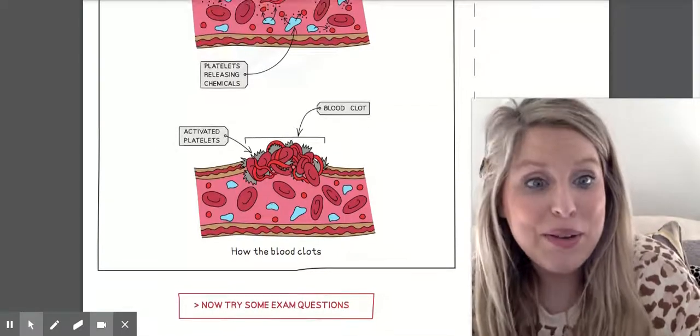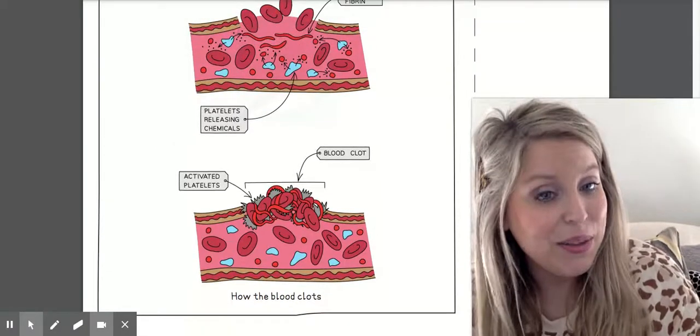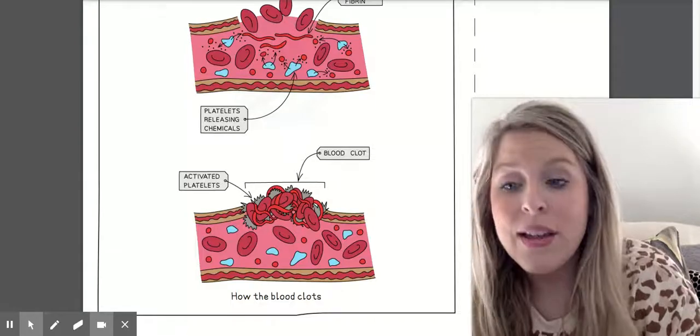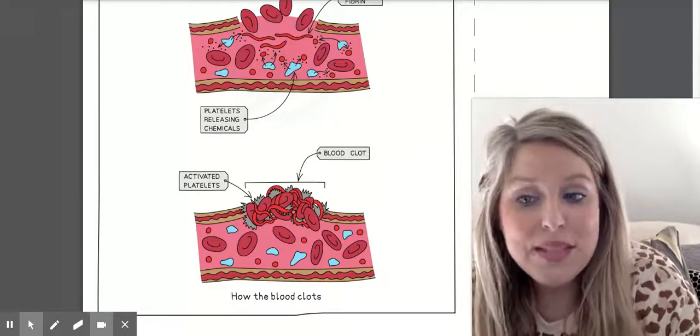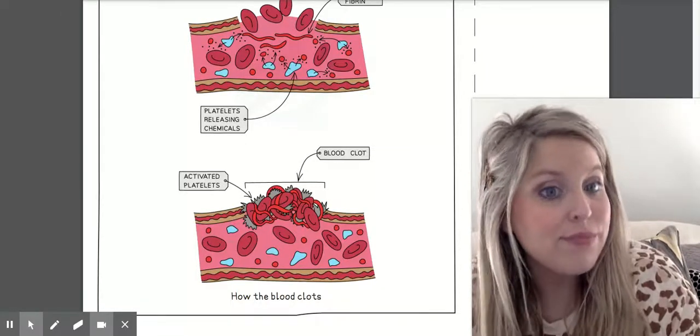And that pretty much wraps it up for this section on the blood. All right, if you have any questions, let me know. Go ahead, make sure you get your diagrams done, and then move on to your CFU. You're doing awesome.